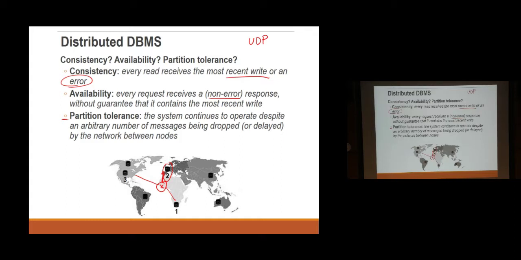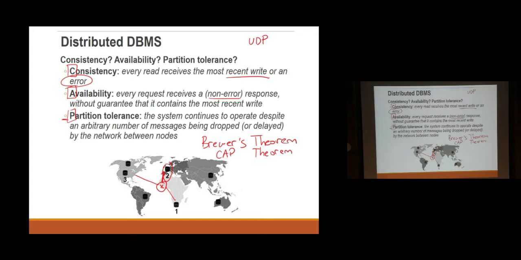Unfortunately, as with any other thing in CS, there is this thing called Brewer's theorem, also known as the CAP theorem. CAP comes from the first 3 letters: C, consistency, A, availability, and P is partition tolerance. It states that you can only achieve 2 out of 3. You cannot achieve everything.